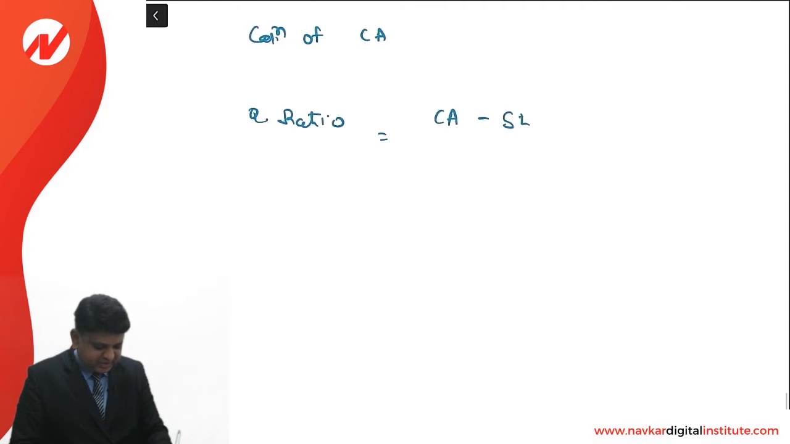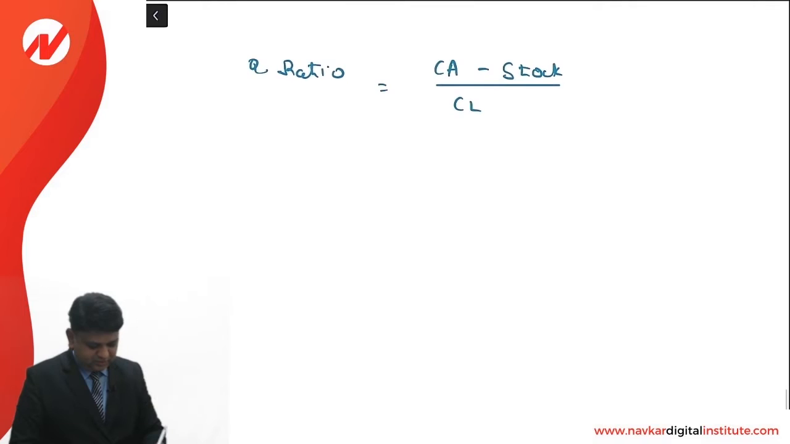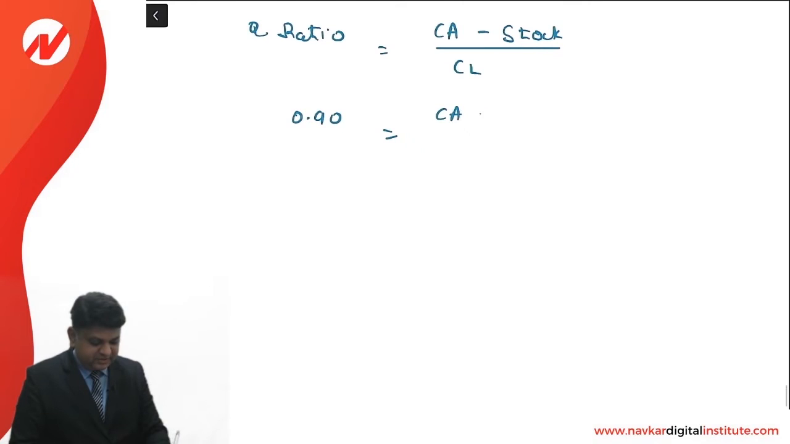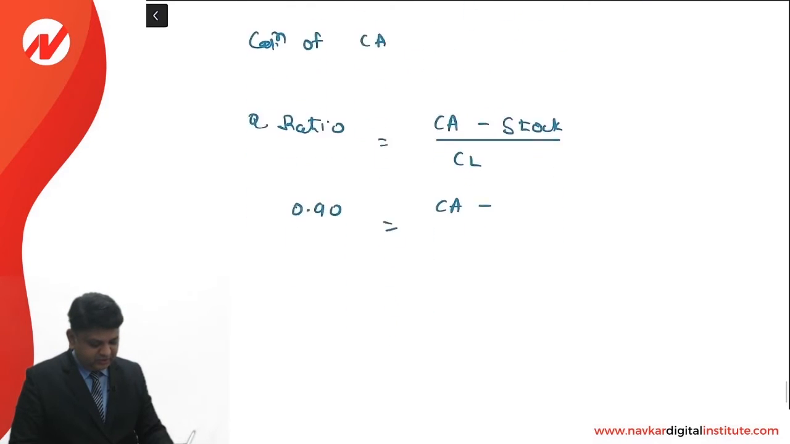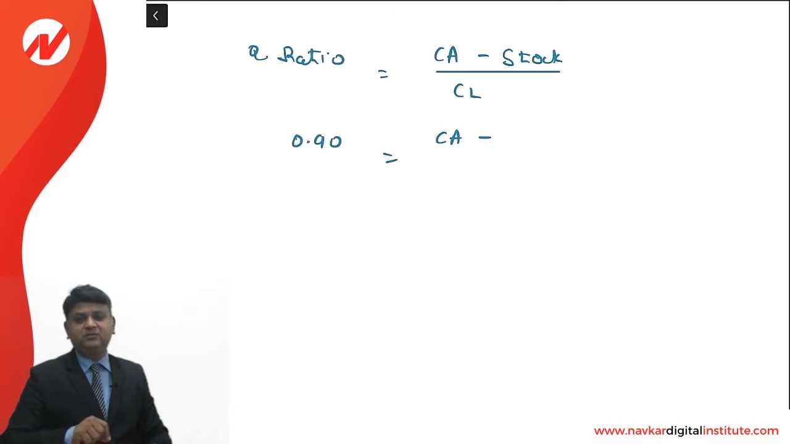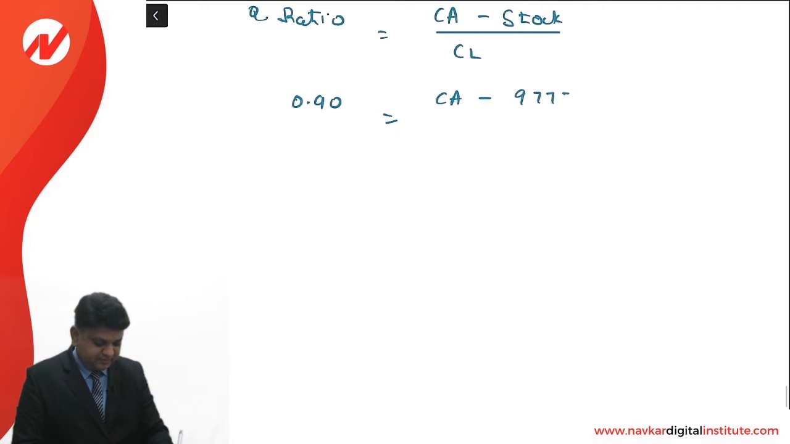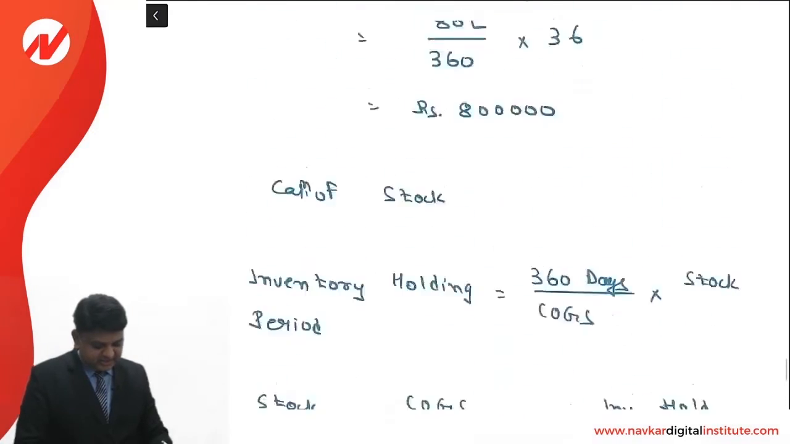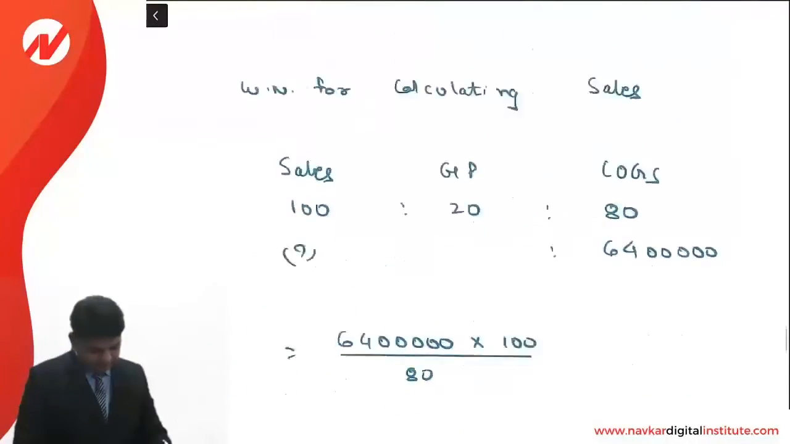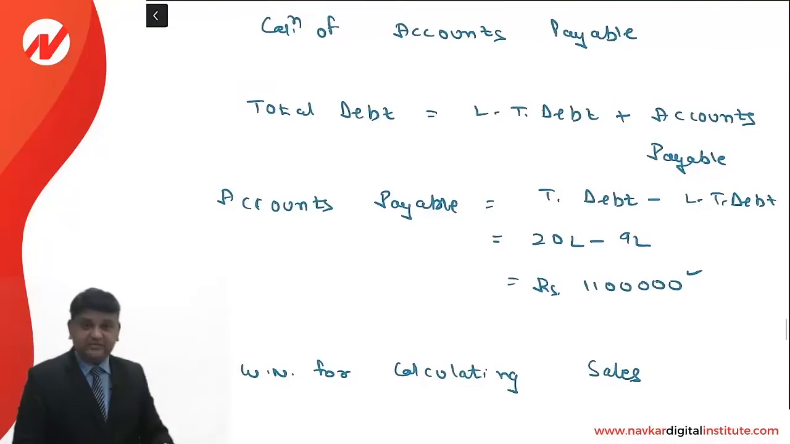It is current assets minus stock divided by current liabilities. So it is 0.90 is equal to current asset value is required to be found. Stock we already have found. Dear students, I do not make the calculation up to 3 decimals because the language of the question clearly says all calculations should be in nearest rupees. So you don't have to give answer in fraction. Divided by current liabilities, that is the accounts payable which we have found. It is an amount of 11 lakhs.